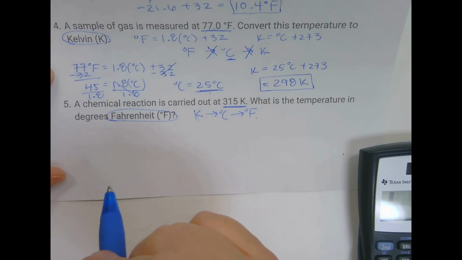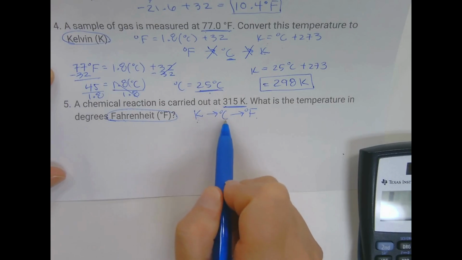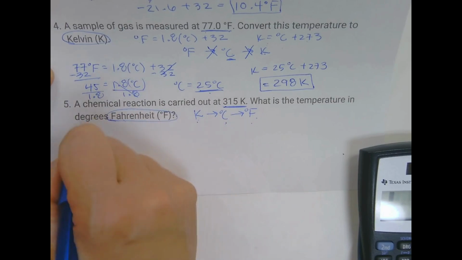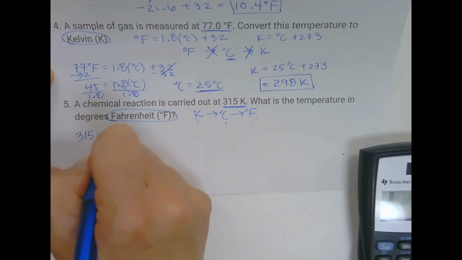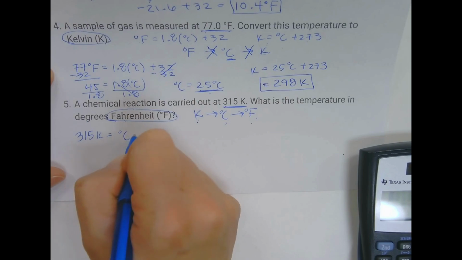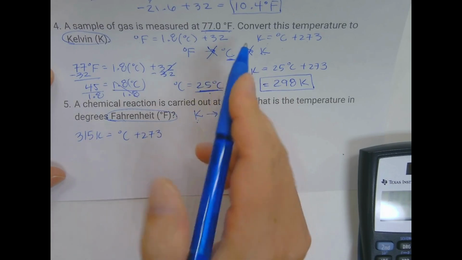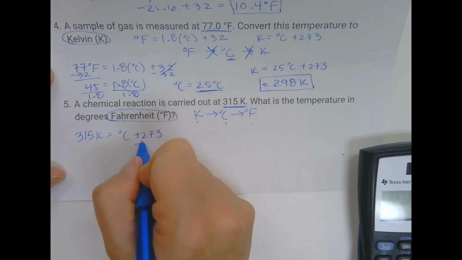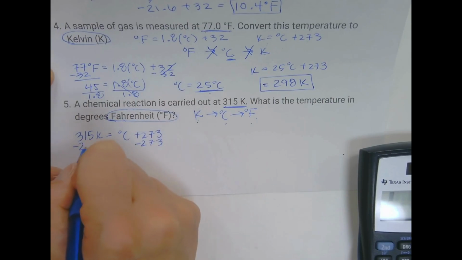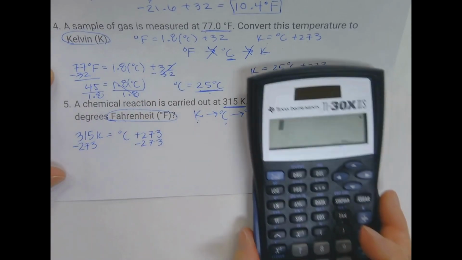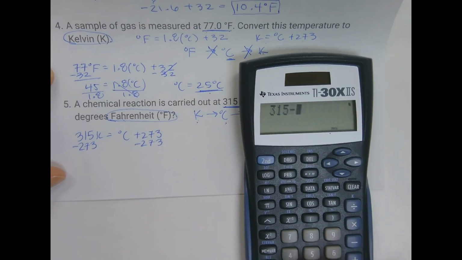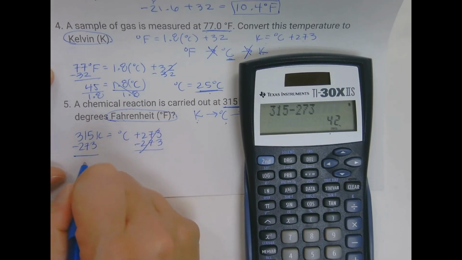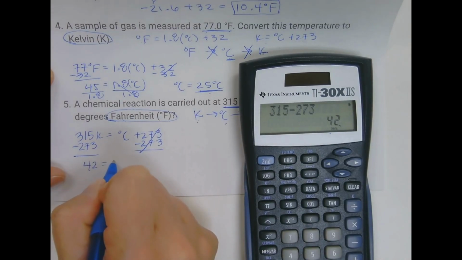Okay, so the first thing we're going to do is go from Kelvin to Celsius, so then I can take my Celsius to find Fahrenheit. So 315 Kelvin equals degrees Celsius plus 273. I'm just using that same equation that we've used before. Minus 273 from both sides. So 315 minus 273 is 42. So now we have 42 is our degrees Celsius.